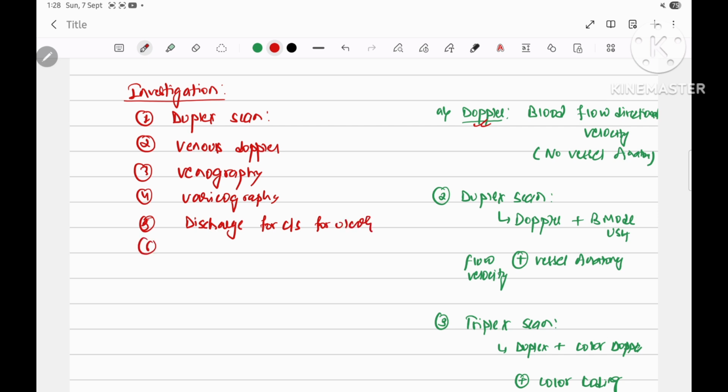And then we can send a biopsy if there is suspicion of Marjolin's ulcer. We can also send investigations like peripheral blood smear, platelet count, and then we can also send the random blood sugar. In this way, investigations can be done, but the most important investigation is duplex scan.